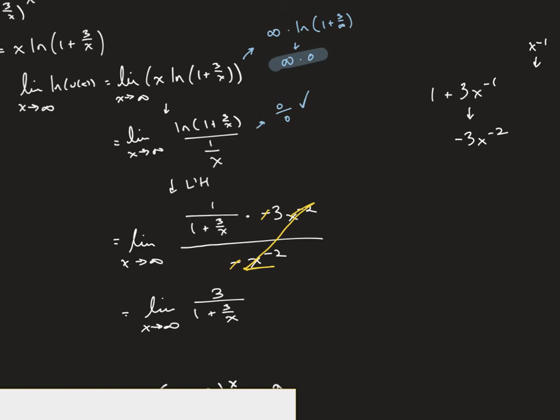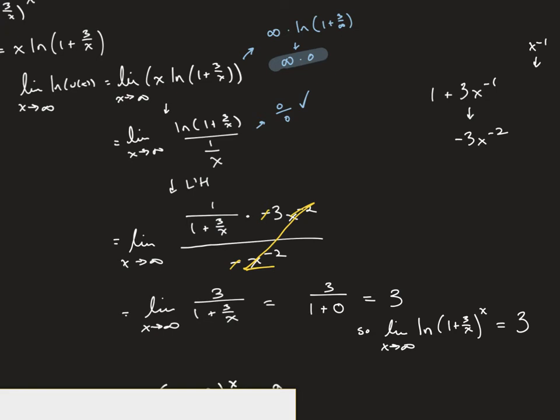Gorgeous. Can we evaluate this limit? Yes, we can. Let's plug in infinity. We're going to get 3 over 1 plus 3 over infinity, which is 0, so our answer is 3. Done, right? Wrong. No. Okay. This means the limit as x approaches infinity of the natural log of 1 plus 3 over x, all to the power of x, equals 3.